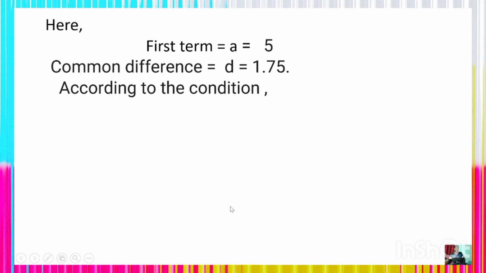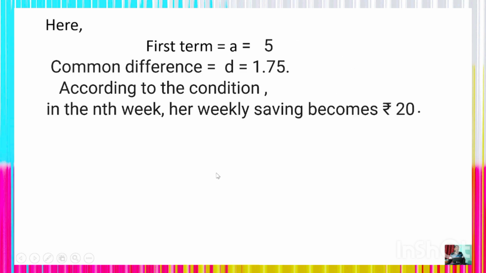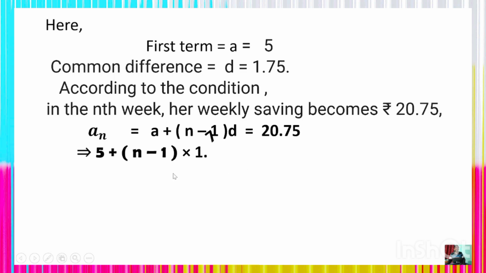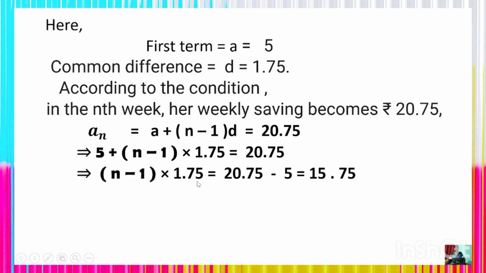So according to the condition, in the nth week of the year, her weekly saving becomes 20 rupees 75 paise. We can use the general formula of the nth term of the AP, which is a plus n minus 1 whole into d, which is 20.75, right? So 5 plus n minus 1 whole into 1.75 is equal to 20.75. So n minus 1 whole into 1.75 is 20.75 minus 5. Here plus 5 is transposed to the right side and it will be 15.75. Thus we get n minus 1 whole into 1.75 is equal to 15.75.